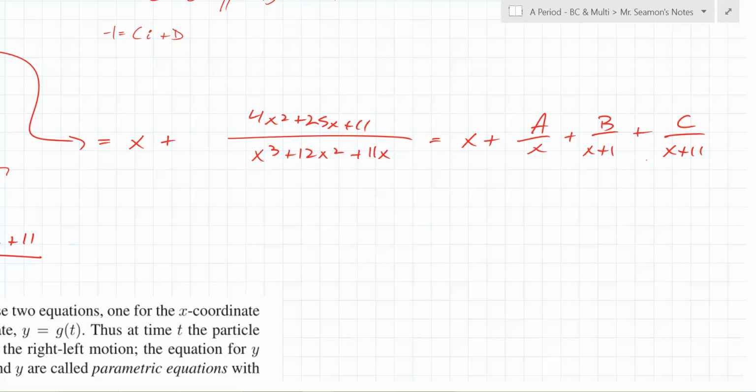Now, are there nice magic numbers on this one? Yeah, what are the 3 magic numbers on this one? 0, -1, and -11. You have 3 magic numbers and A, B, and C to solve for. So do they all come out? They do. They come out nicely.